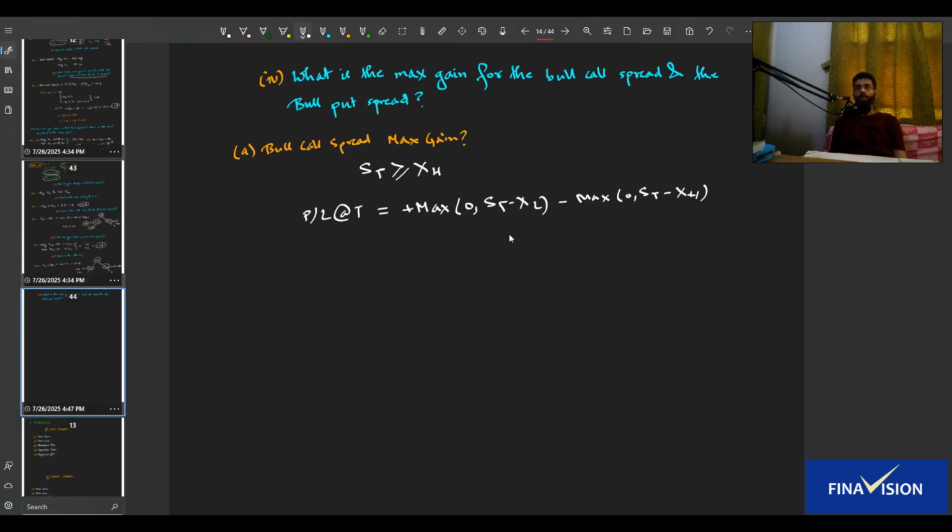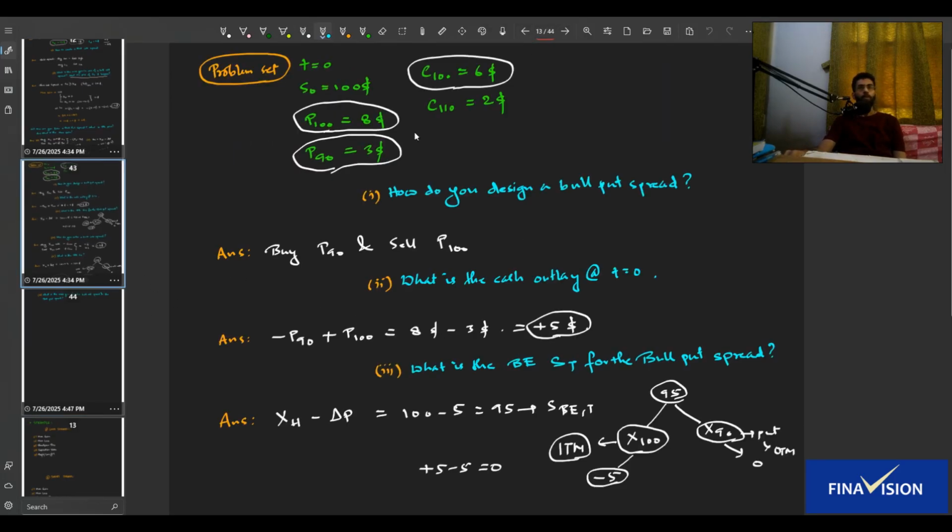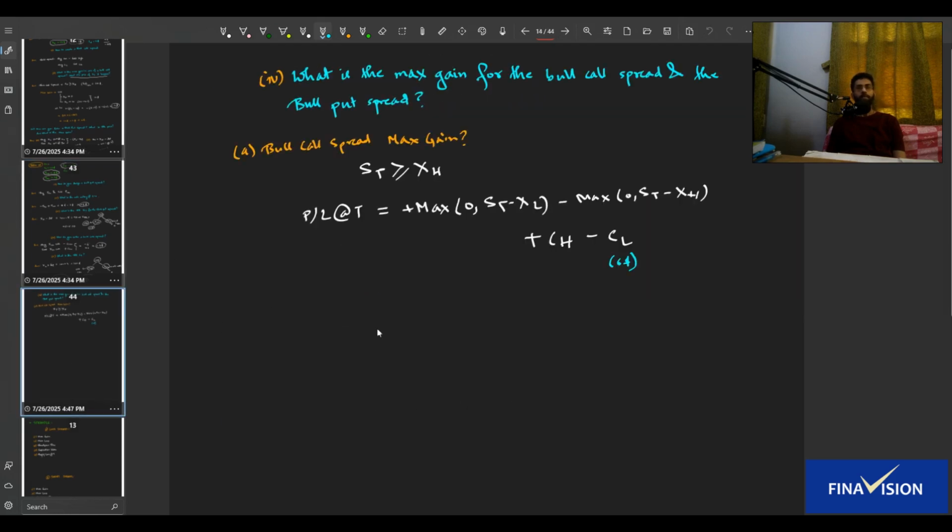And we also have to include the initial cash outlay. We sold the higher strike option, which means we received the premium, and we bought the lower strike option, which means we paid the premium. Now we can put in the values here. The value for the lower strike call is $6. If you can check it here, let me go back to the page. It is $6, right? And for the higher strike it is $2, right? So let me write here. The higher strike, it is $2.